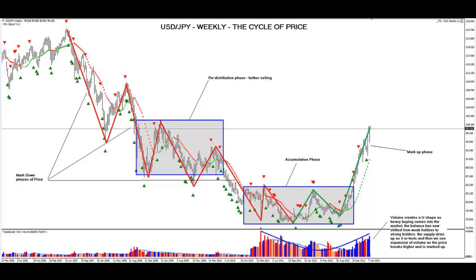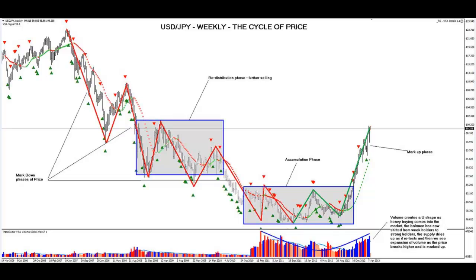There's no big spikes in the volume. It's just slowly sold off over those several years, and now the volume has really picked up at the bottom here, where the pair or currency is acquired again. So they're really buying in here at the bottom. You'll see there I've got the volume creates a U shape as heavy buying comes into the market.